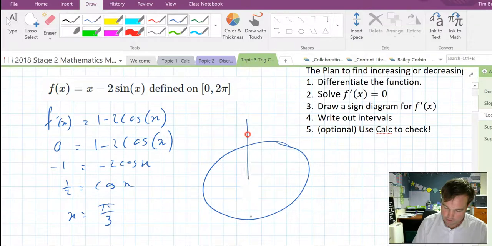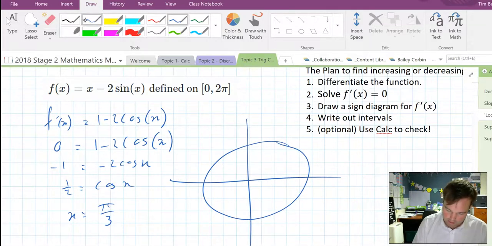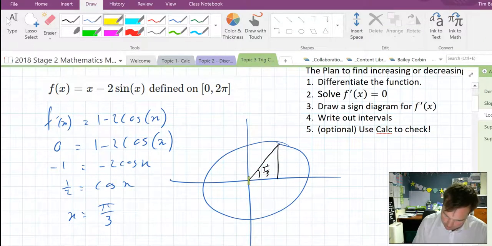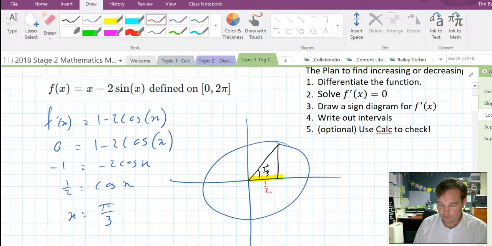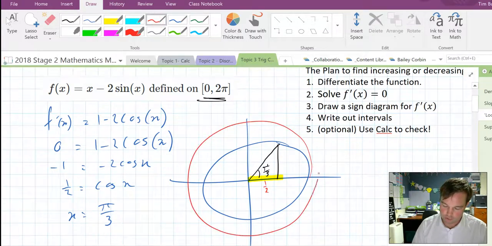But if you remember the unit circle, and pi on 3 is about out there, that means this gap here is a half. Which is fine. So that means the derivative is equal to 0 when x is equal to pi on 3. That works well. However, note the domain is between 0 and 2 pi. Between 0 and 2 pi means that's one full rotation.